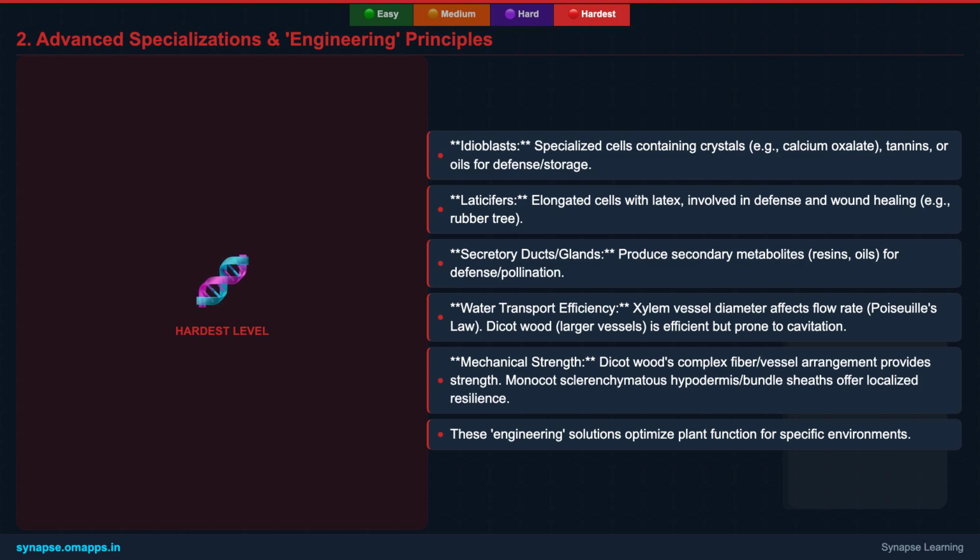Similarly, the arrangement of fibers and vessels in dicots provides immense mechanical strength, allowing trees to reach impressive heights. Monocot structures, like the sclerenchymatous hypodermis, offer resilience and flexibility, crucial for plants like grasses in windy environments. These design choices reflect optimal solutions for specific environmental challenges.